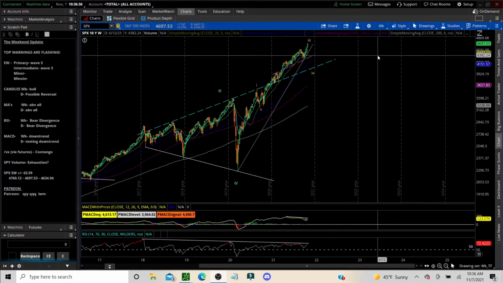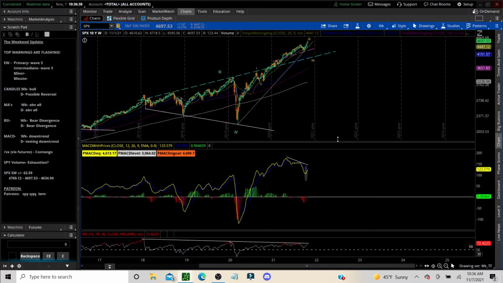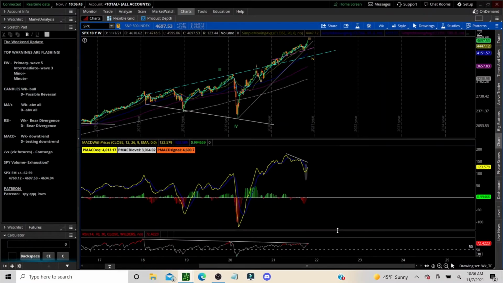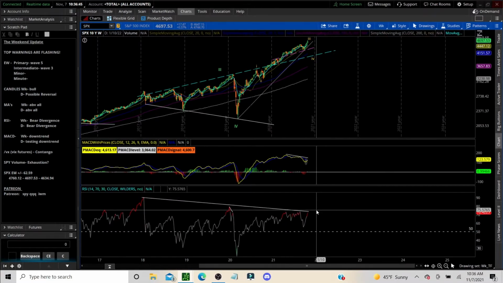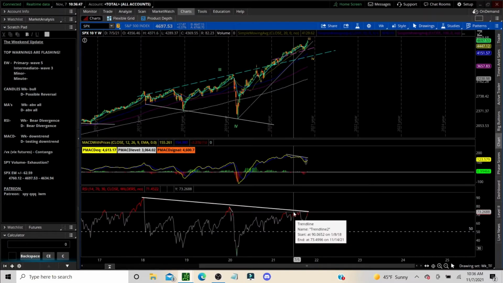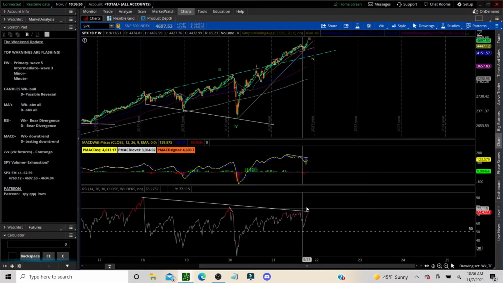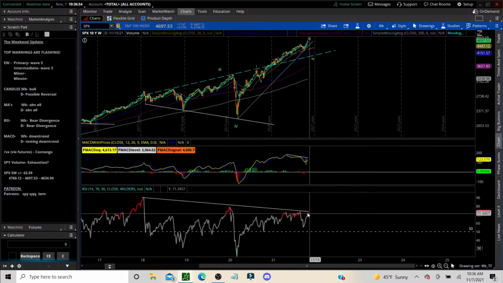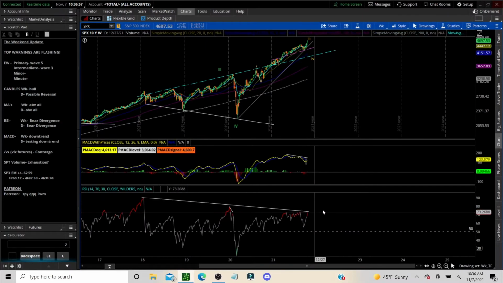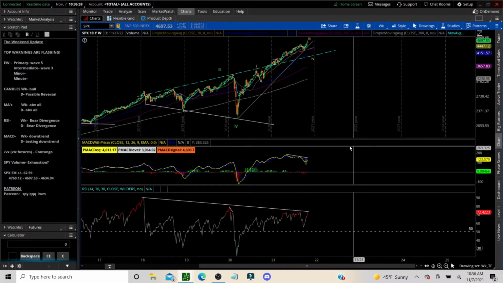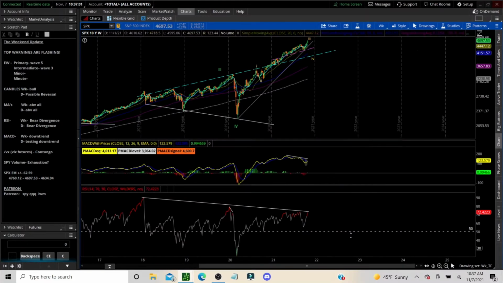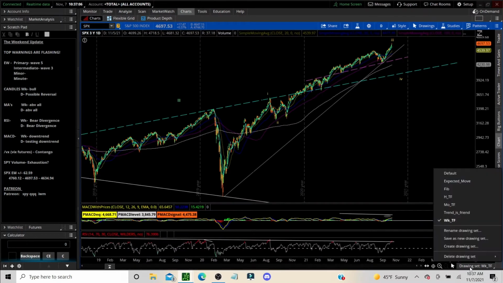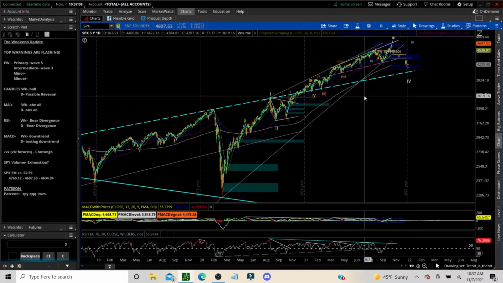Looking at the weekly, there's no real signs except still the divergence from the MACD and RSI. If we can burn through this next one, that will be a good tell that we're going to continue to move higher. But at this point, we have short-term weekly divergence as well. So let's move over to the daily. Daily trend is our friend.